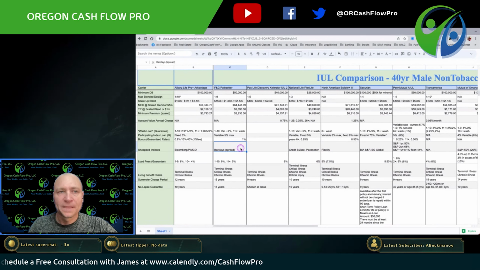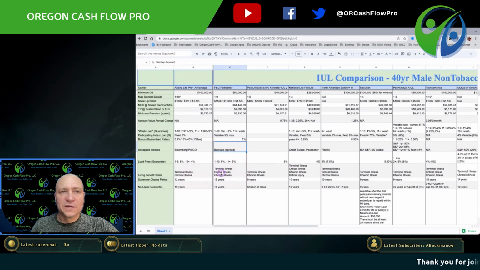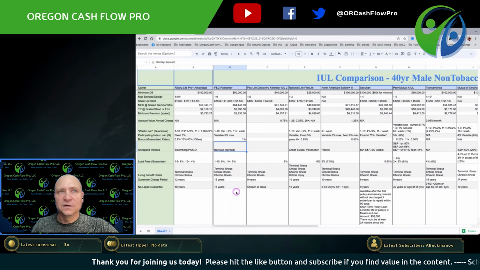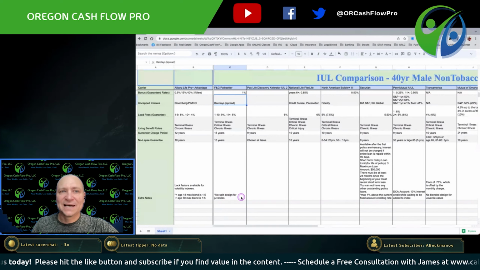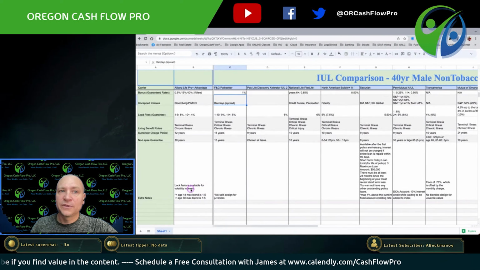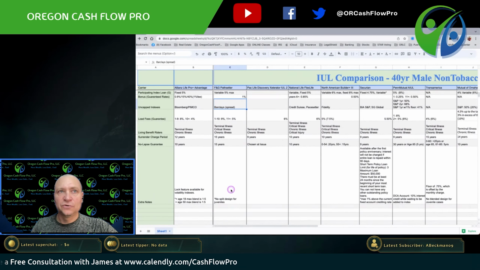Their load fees are 9% for the first 10 years, 5% after year 11. They have 3 living benefit riders: terminal illness, critical illness, and chronic illness. Their surrender charge period is 15 years, and their no lapse period is 15 years. And there's no split design for juveniles. So while we can do a 5-to-1 blend with Allianz, we can't do any type of blend when it comes to a juvenile policy.